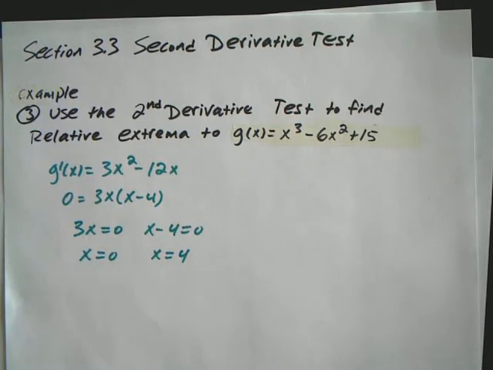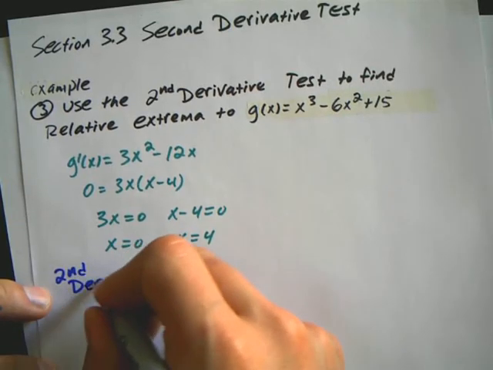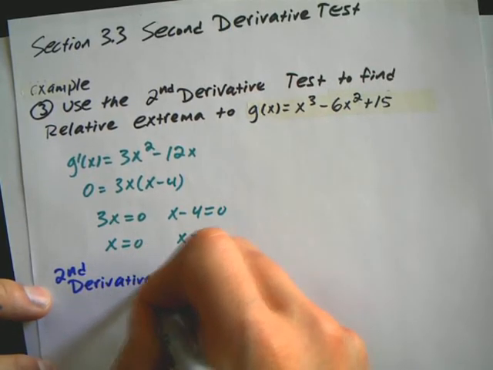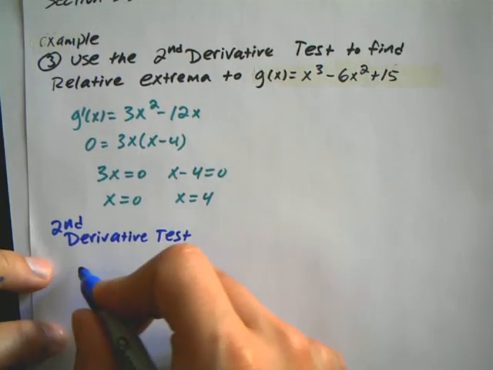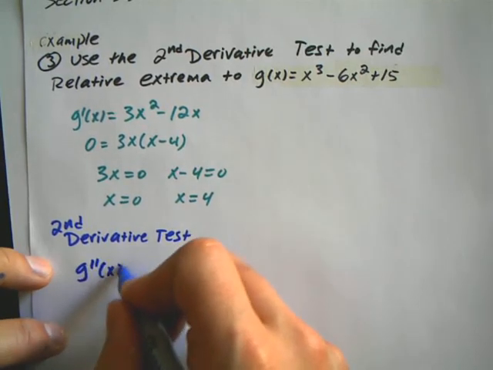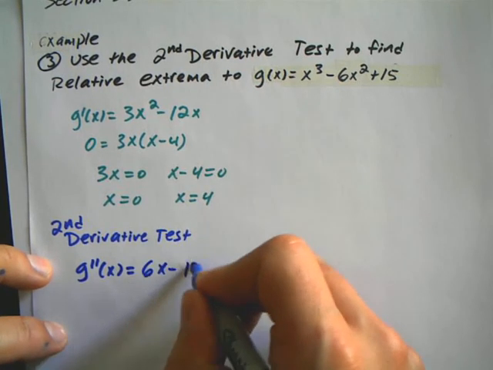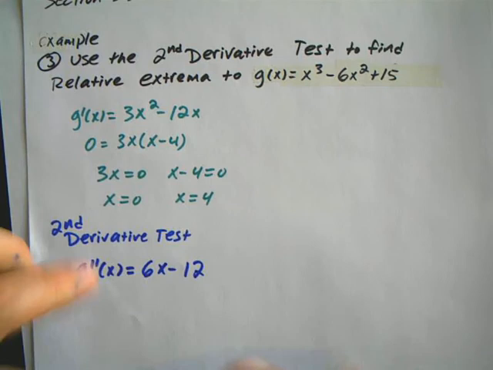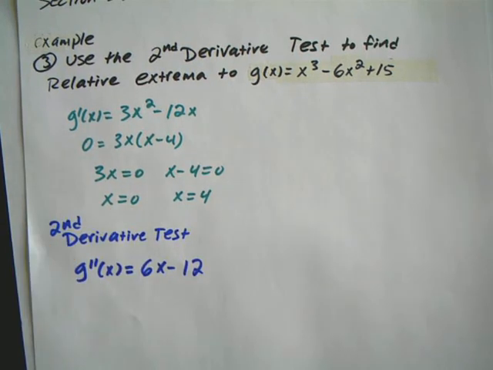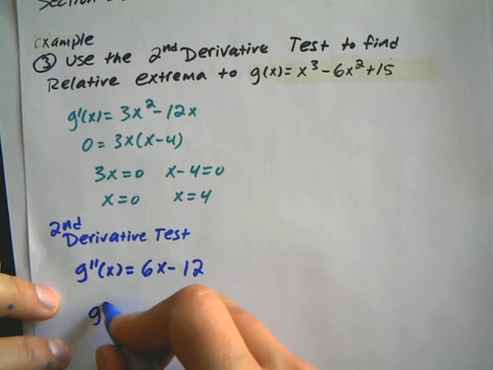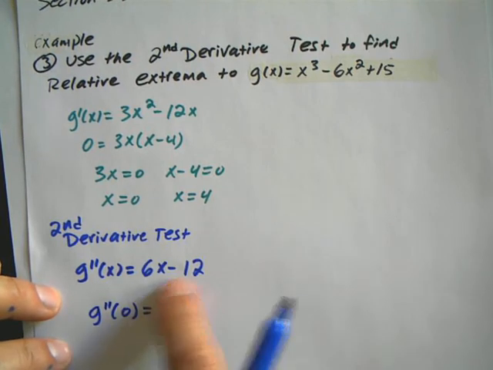So the second derivative test is find my second derivative, so g double prime, and this is easy because it's a power 1, I can go 6x minus 12. And I'm going to evaluate each one of these critical points into my second derivative. So I'm going to say g double prime at 0. Well, when I do that, I plug in 0, in second derivative, it's just going to be negative 12.